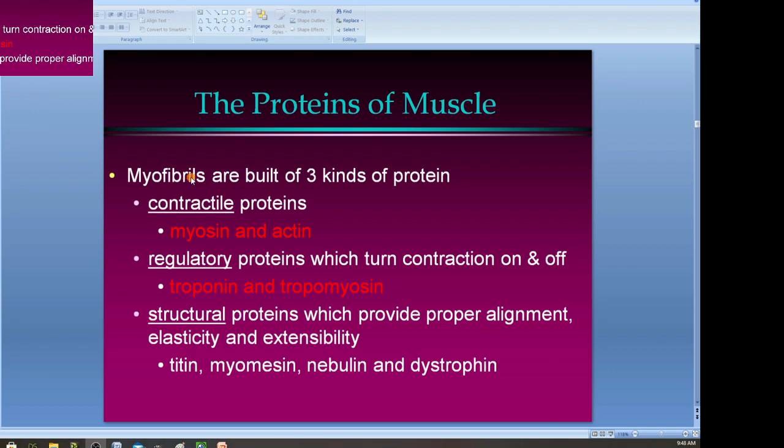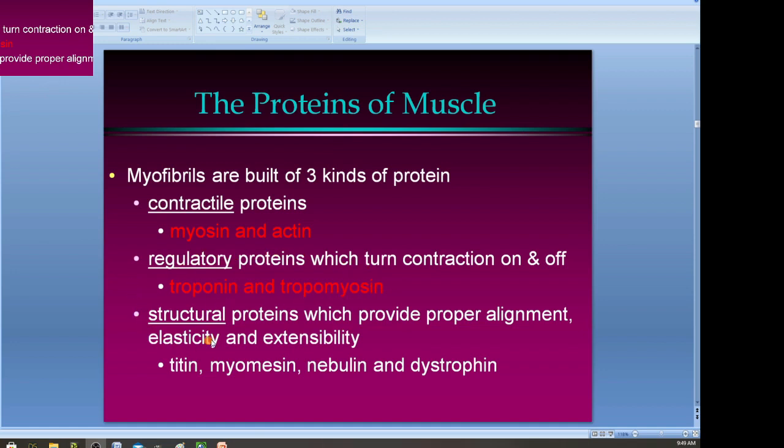And our muscle proteins are going to consist of 3 basic types. We're going to have contractile proteins, which I've mentioned in some previous videos. The contractile proteins are the proteins that actually contract and shorten our muscles. Remember, they're the myosin and the actin. Then we have regulatory proteins that can turn off and on the muscle contractions. Some examples of these would be troponin and tropomyosin.